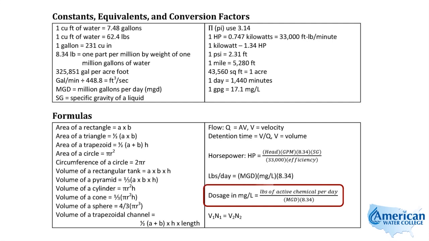So the formula we're going to use is this: dosage in milligrams per liter is equal to the pounds of active chemical per day, or in our case it's going to be total pounds, divided by million gallons. We're going to eliminate the day from each of these. So our dose will be pounds divided by million gallons and 8.34.